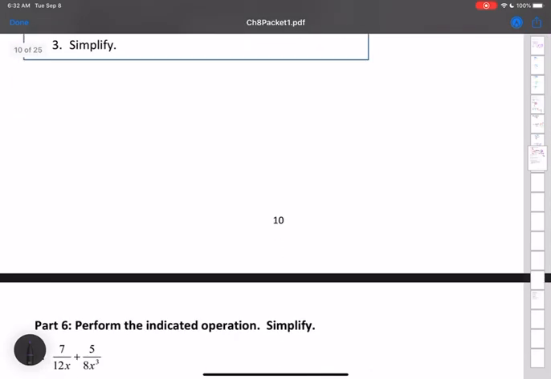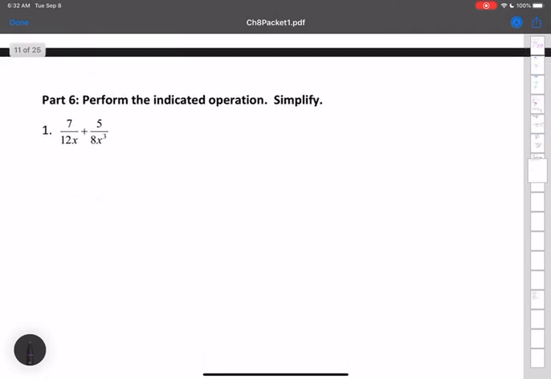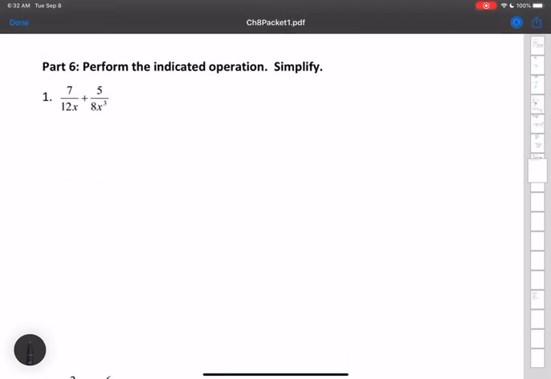Okay, so let's go ahead and try some of these. Number one, 7 over 12x plus 5 over 8x cubed. So do you see how this one's a little bit harder to try to come up with that lowest common denominator? Okay, so off to the side, I just like to write factor and then put both of my numerators. Okay, so 12x. Okay, if you can see it already, you can just write down those prime factors. If you need to make a little factoring tree, that's totally fine.